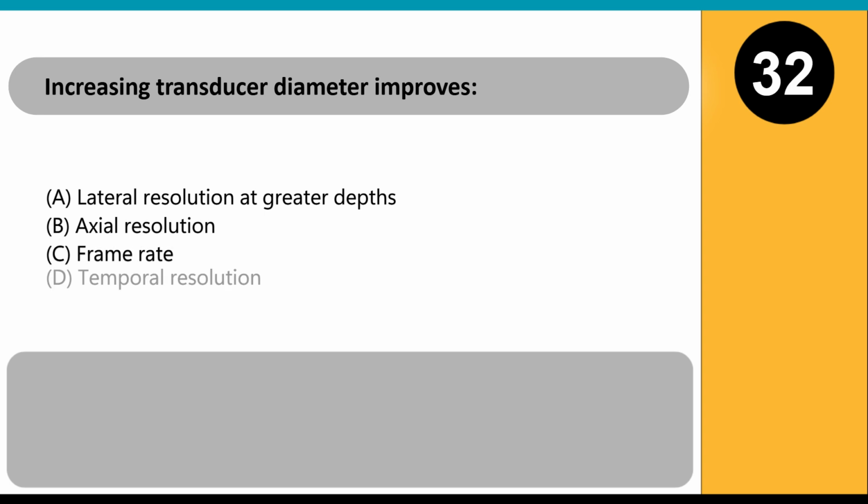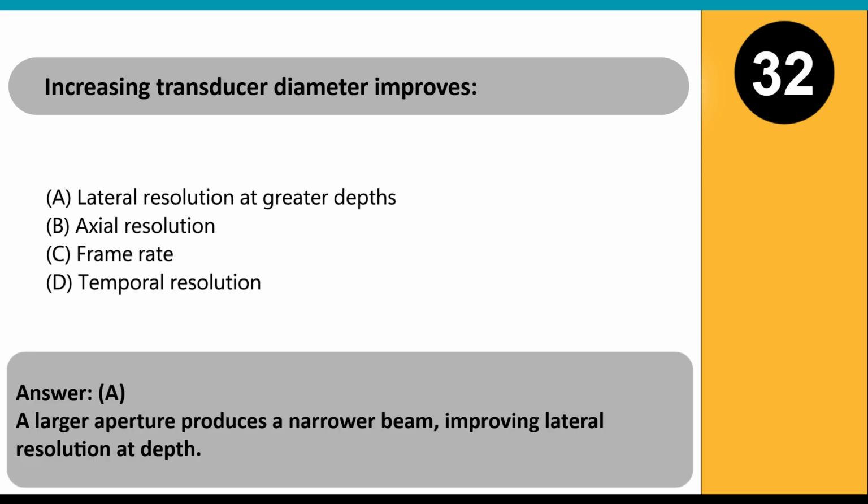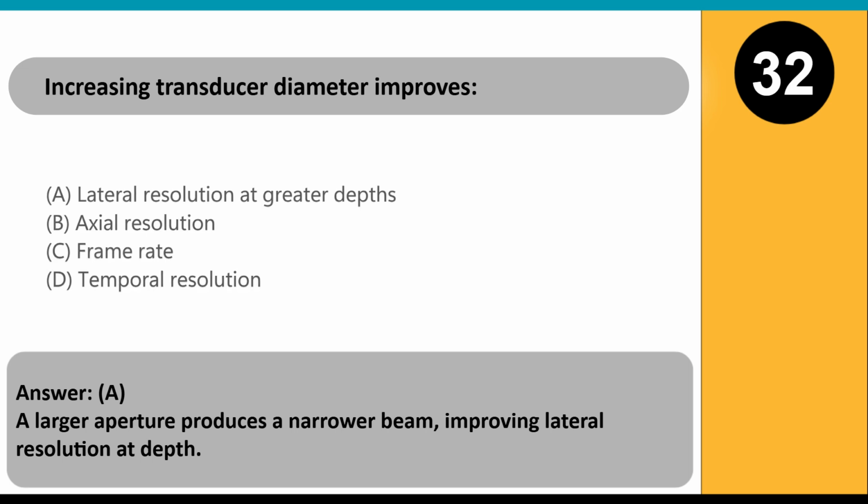Increasing transducer diameter improves A. Lateral resolution at greater depths. B. Axial resolution. C. Frame rate. D. Temporal resolution. Answer A. A larger aperture produces a narrower beam, improving lateral resolution at depth.